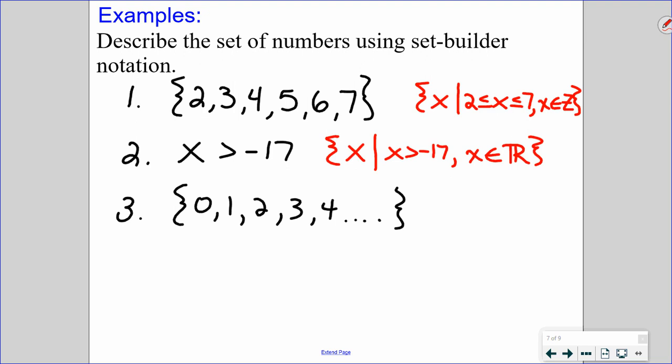Okay, for number 3, these dots indicate that the numbers keep going in our set. So I want to say the set of all x such that, put it into an inequality, x is greater than or equal to 0. And I want to say x is an element of, now you have some choices here. You can either use whole numbers or you can use integers. I'm going to use integers just because I like it. But you could say x is an element of the set of whole numbers as well.